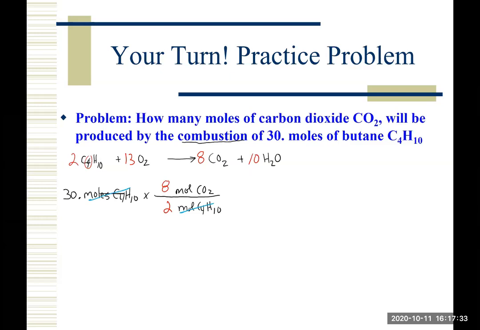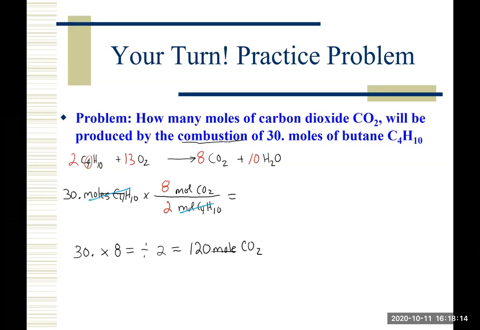The question is asking us how many moles of carbon dioxide, and so it looks like we're done. We just have to do the math. So 30, and don't forget your decimal because that means both of those digits count as significant, times 8 equals, and then we're going to divide that by 2 and get our total value. Which is 120, and that is 120 moles of CO2.